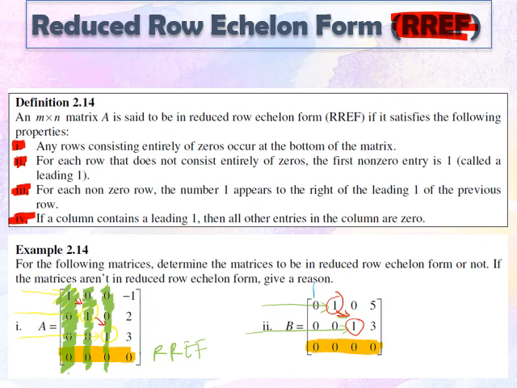Okay, so this row, there's no leading 1, so no need to check. So this contains a leading 1. Okay, zeros elsewhere, the same thing. We don't have to check this column and this column because there is no leading 1 here. So all conditions are satisfied. So this is also RREF.